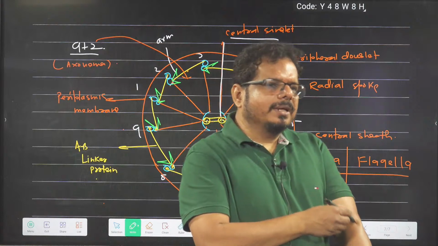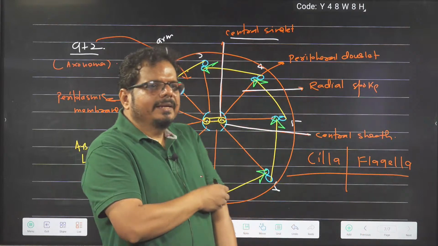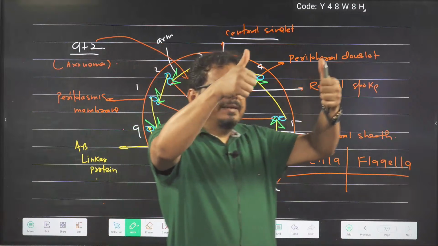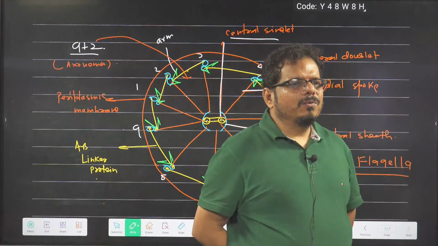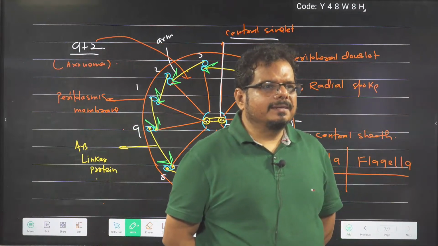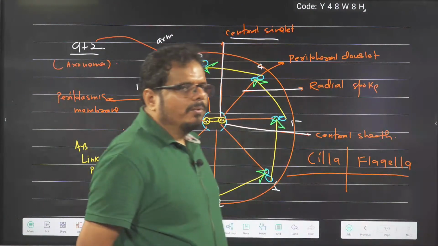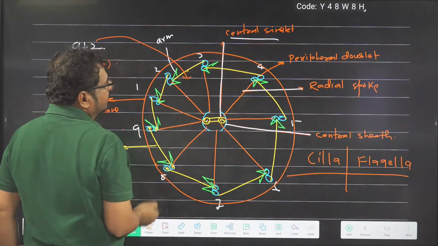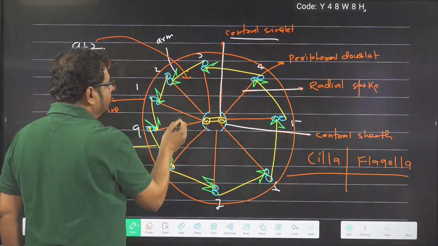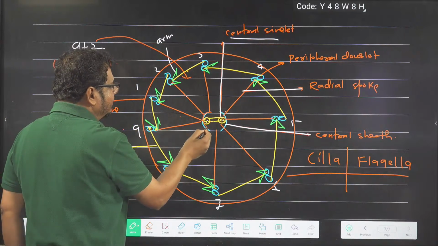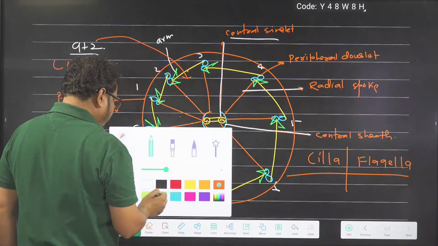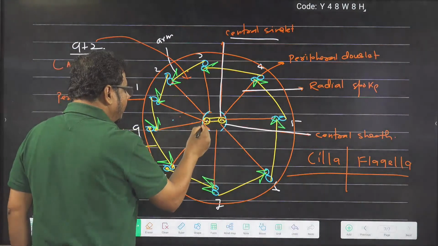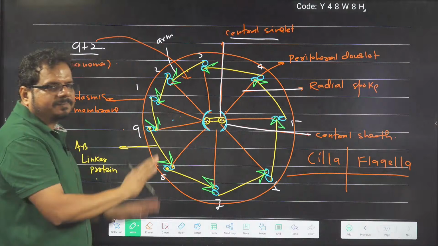That much depth is not given in NCERT. But after this, when you read NCERT about cilia and flagella, you will understand everything. Otherwise, people struggle with cilia and flagella. I hope you understand it. 9 peripheral doublets, 2 central singlets. From every doublet, radial spokes are coming. Here a proteinaceous sheath, the central sheath, is there. Picture clear? So this is about cilia and flagella, and up to here only will come in the exam.